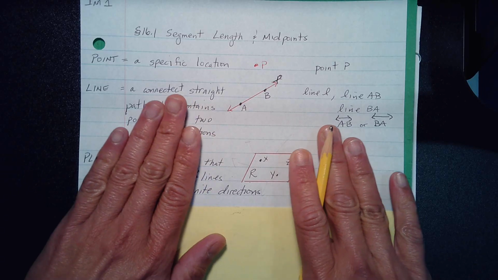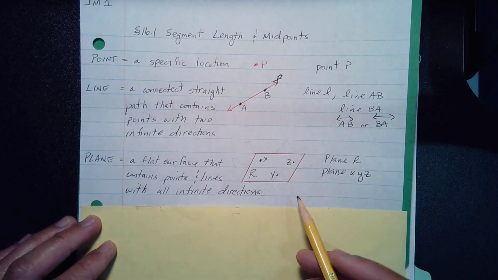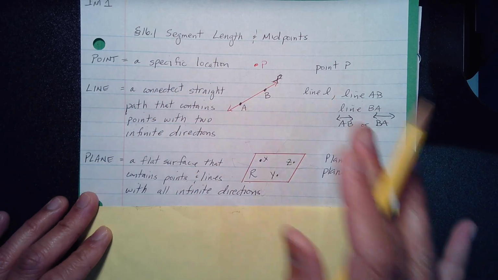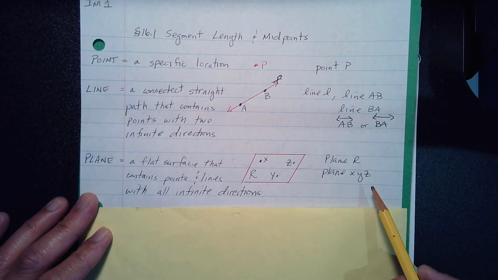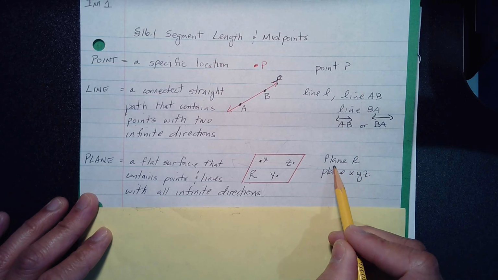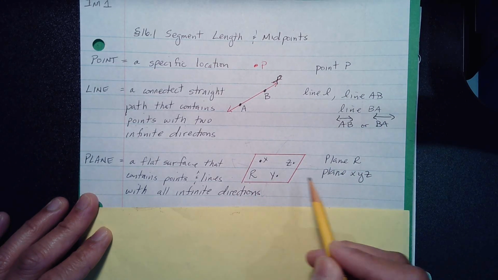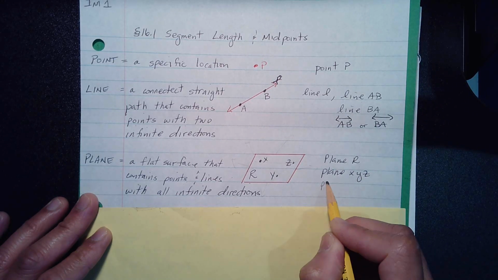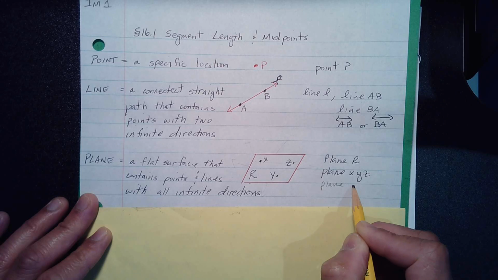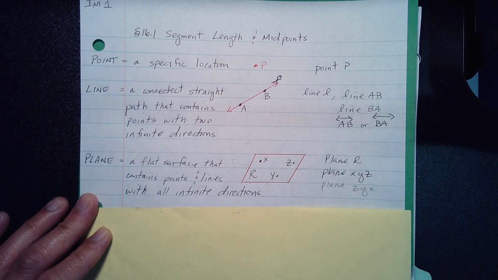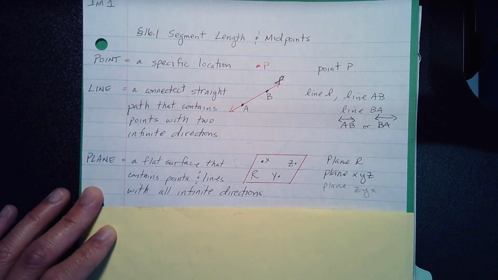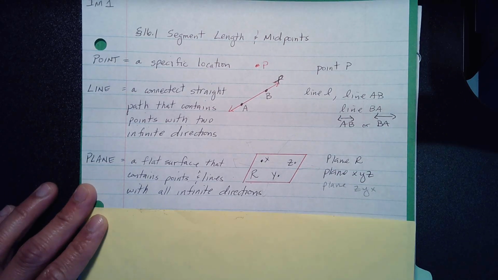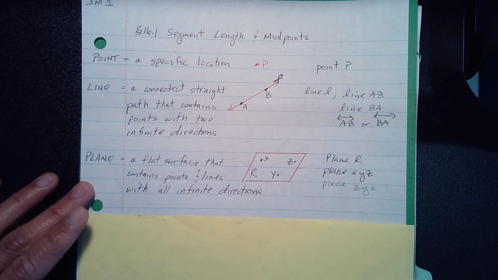So it just keeps on spreading out. So that's what a plane is. It's a flat surface, just like this desk, that's a flat surface. That's what we consider a plane. We can call this plane R, or you can call it plane XYZ. You could also say ZYX, in any order. So again, a plane, think of a flat surface that contains an infinite number of points and lines.